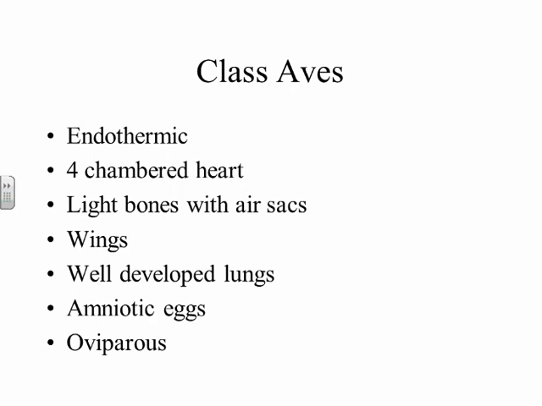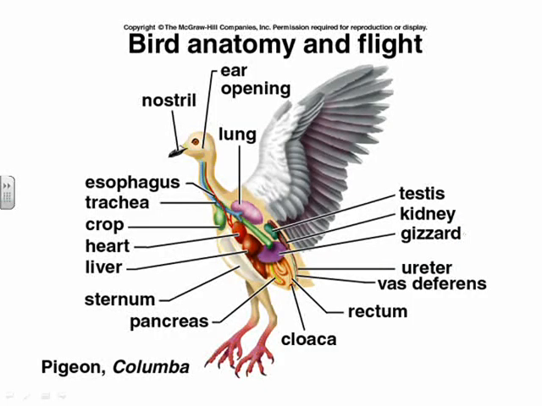They have the amniotic eggs, very similar to the reptile eggs. Hard shell, water supply inside, yolk and albumin inside. And birds are oviparous, egg layers. Here you can see a bird. Their organs are mostly like ours, with a couple of exceptions.